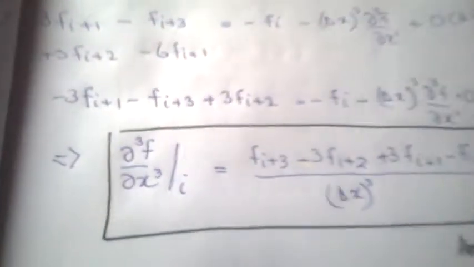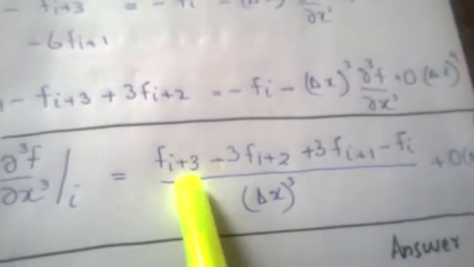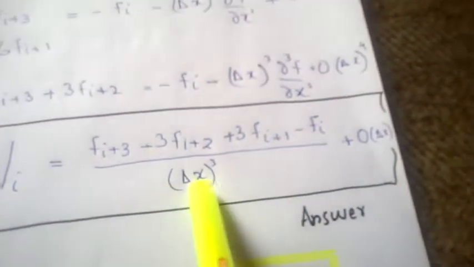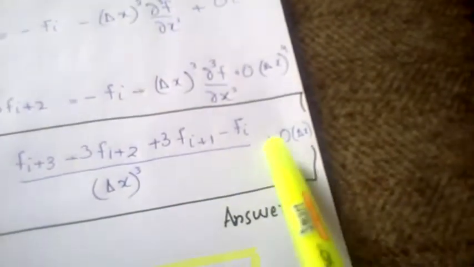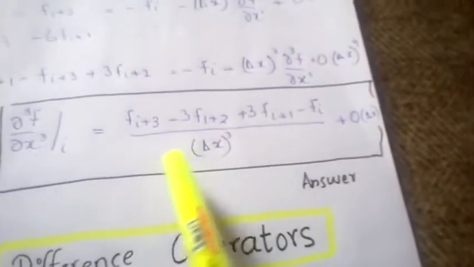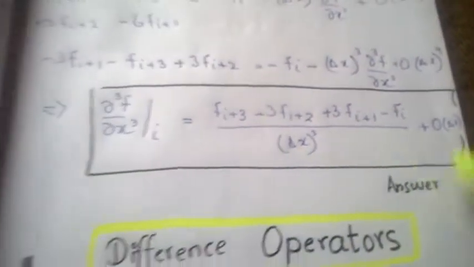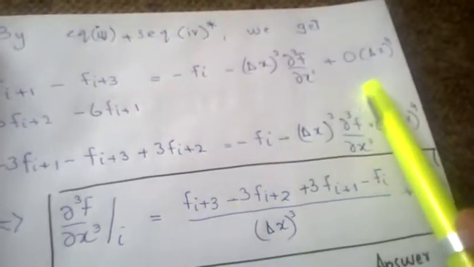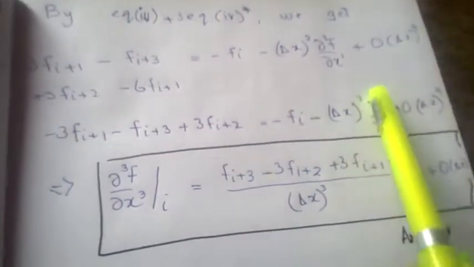Okay, the third derivative approximation is f of i plus 3 minus 3 times f of i plus 2 plus 3 times f of i plus 1 minus f of i divided by delta x cube plus order of delta x. That was our required formula, and you will have to derive it by yourself. The operations are given here and the explanations are written here, but you will understand better by performing these operations in your notebook.